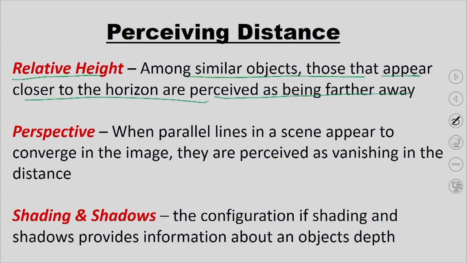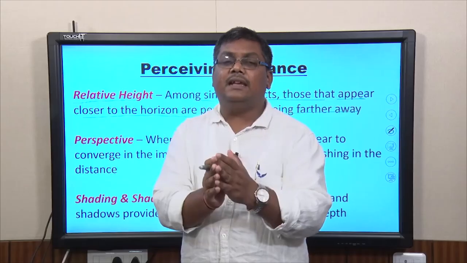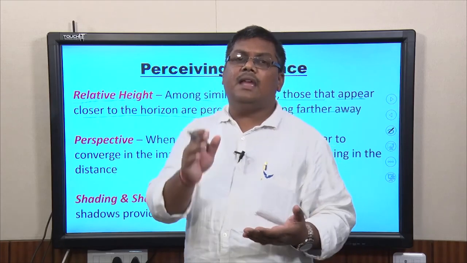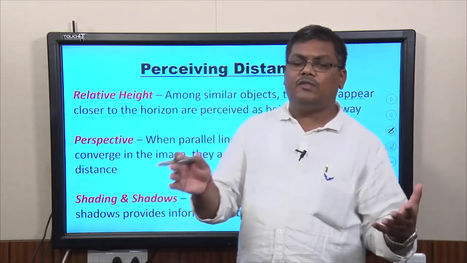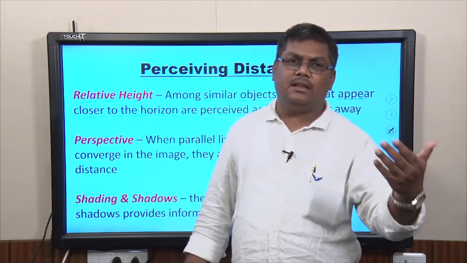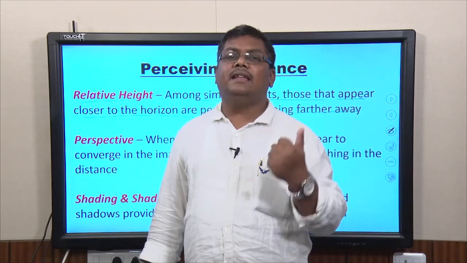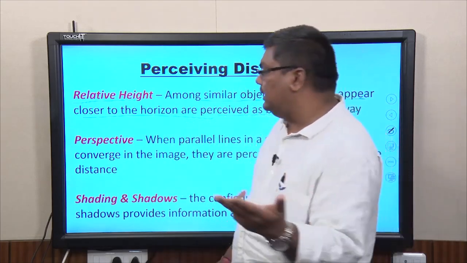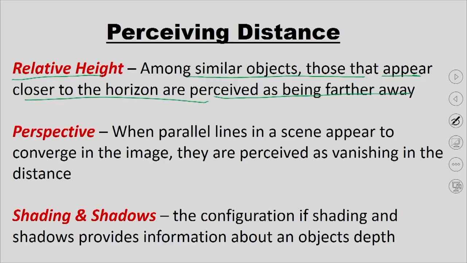So there are diagonal lines inside an object, and when these diagonal lines go inside an object, that creates a motion of depth. If you have two objects and one appears to be going inside and the other appears to be coming out of the frame, then the relative height tells you that there is some kind of 3D or depth in the object. There is something called perspective. What is perspective?